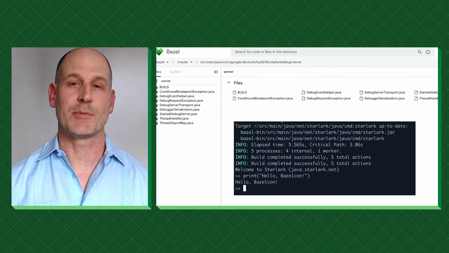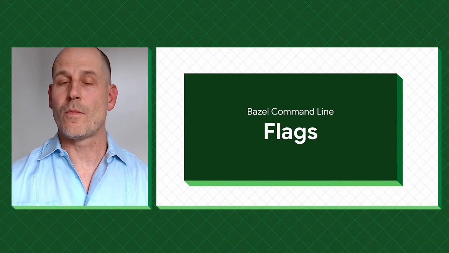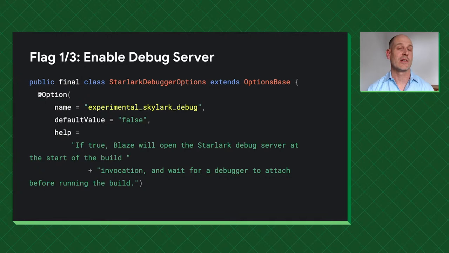Let's take a look at the flags that you'll want to be using. The first one is the experimental Skylark debug flag. This is the only one that's required. When this is invoked, the server will pause, waiting for a client to attach. Optionally, you can customize the port, but usually the default works fine.